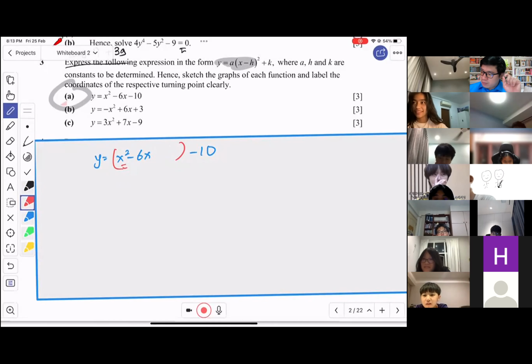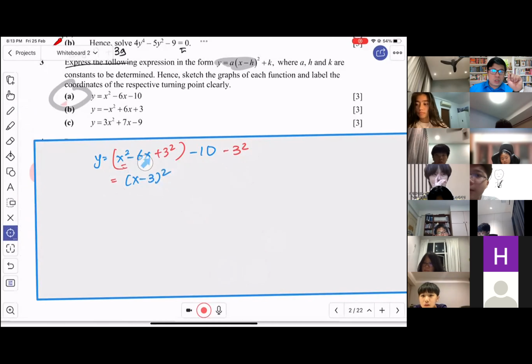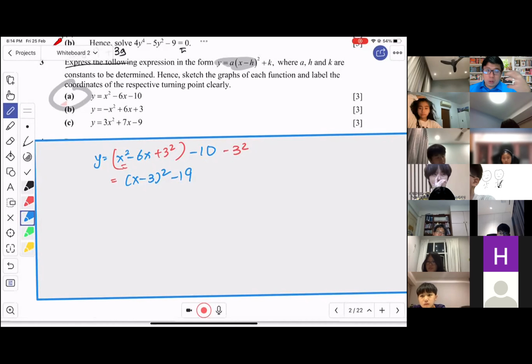Okay, so after that, I add 3 squared, so here I have minus 3 squared outside. So then this is (x minus 3) squared, from a squared minus 2ab plus b squared. It's very important that you know how to sketch the graph from here. Minus 10, minus 9, that is minus 19. If you see the solution, they will tell you to use decimals to check your answer.